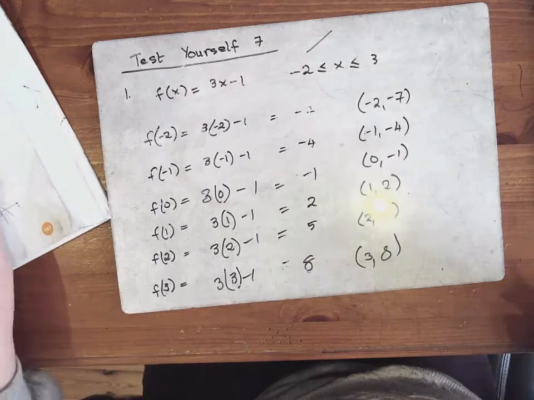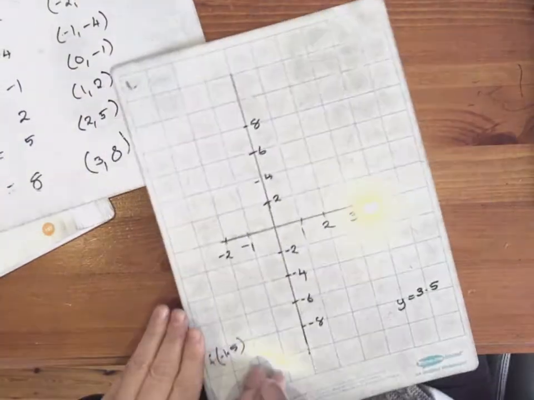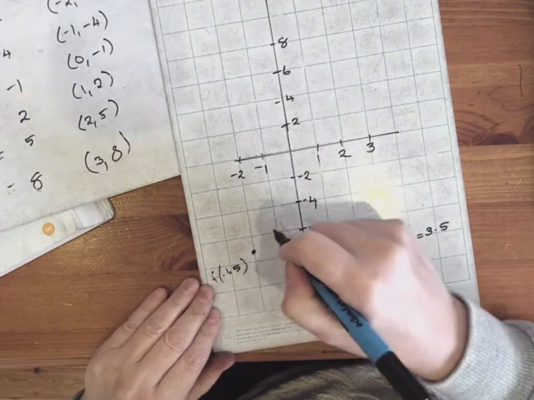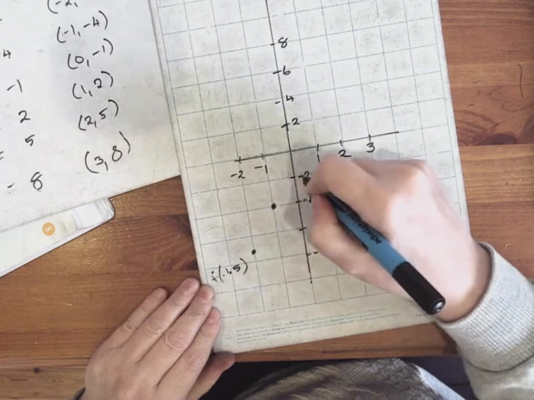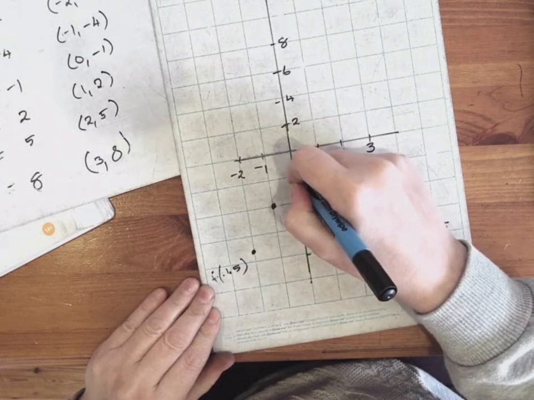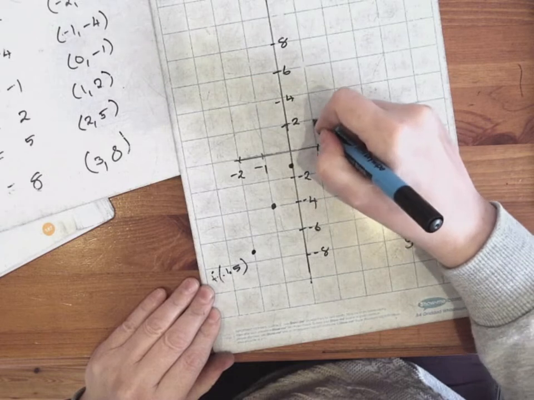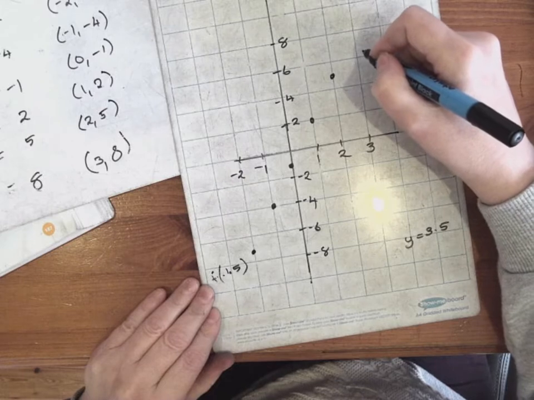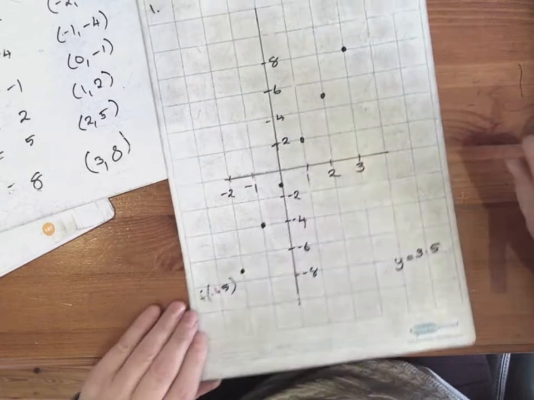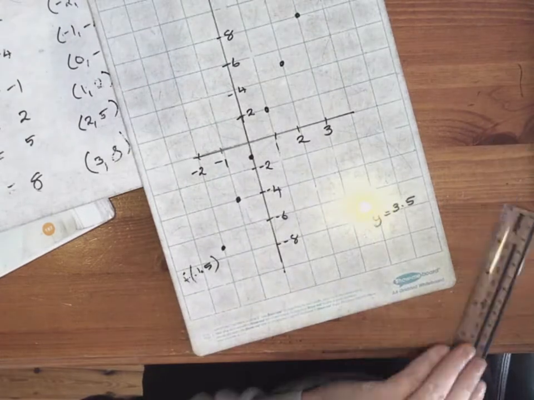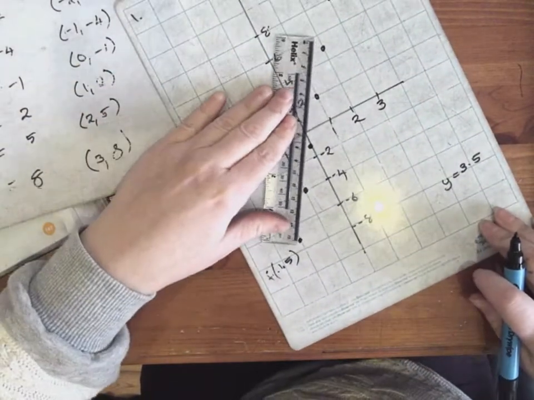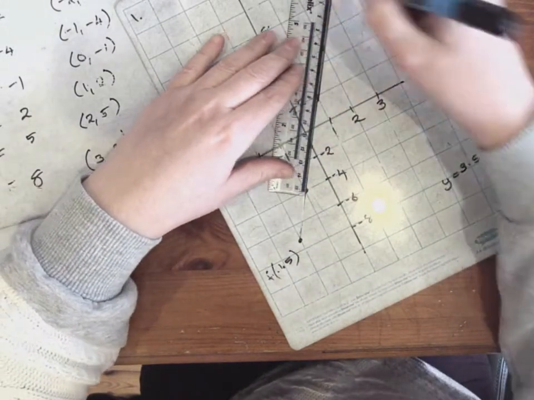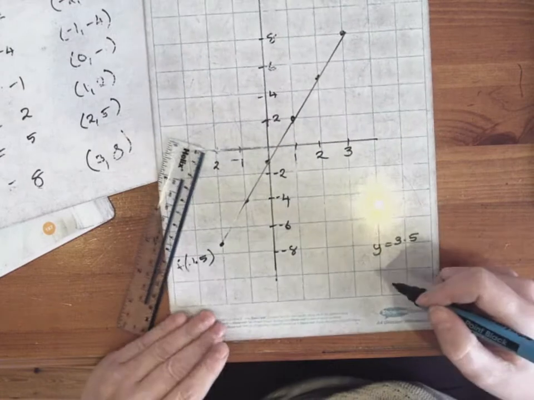Right, so then we're graphing. We're graphing minus 2, minus 7, so minus 2, minus 7 is here. Then we have minus 1, minus 4 is here. We have 0, minus 1: across 0, down to minus 1. We have 1, 2: across 1, up to 2. We have 2, 5, and we have 3, 8. Then they make a straight line. So get your ruler. When it's a straight line, make sure you use a ruler to draw it. There's your line.